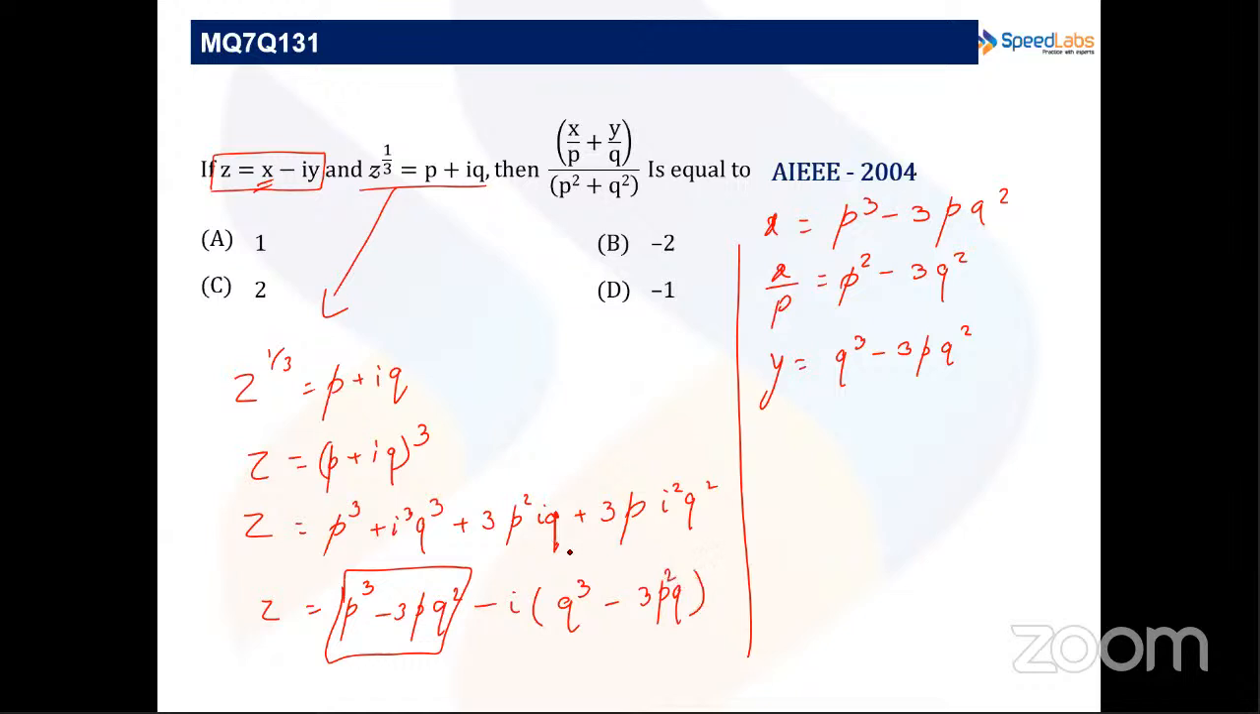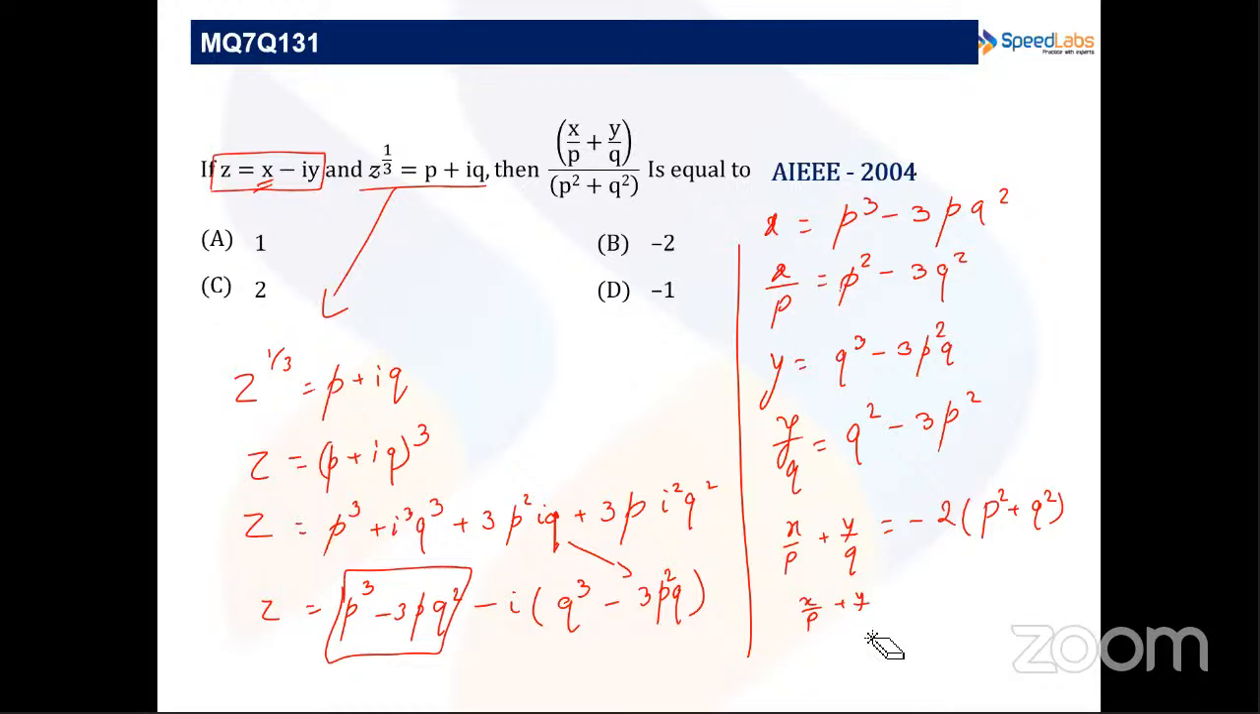Okay, sorry. So y upon q will be equal to q square minus 3p square. On adding these two, we get x upon p plus y upon q is minus 2 times (p square plus q square). So (x upon p plus y upon q) upon (p square plus q square) equals minus 2. So the correct option is B. Good. Moving to the next question.